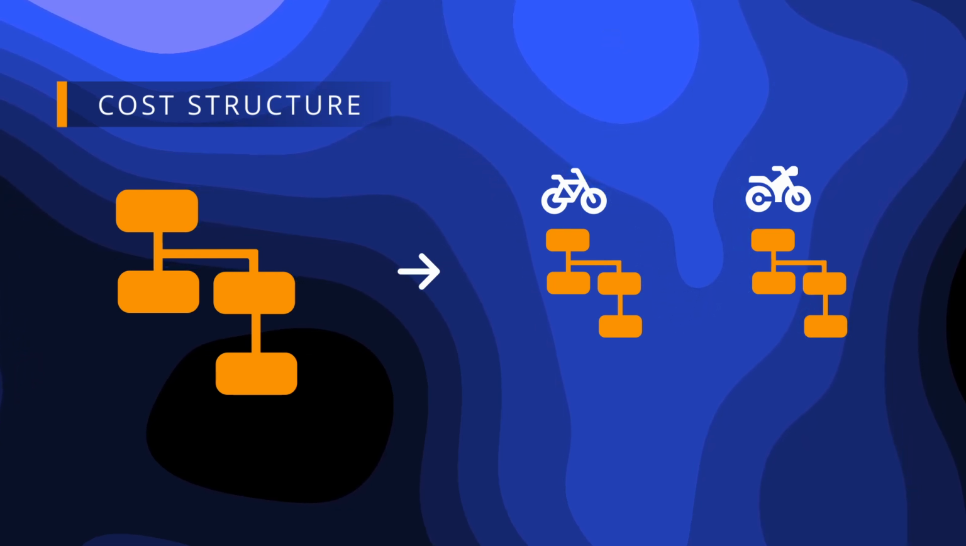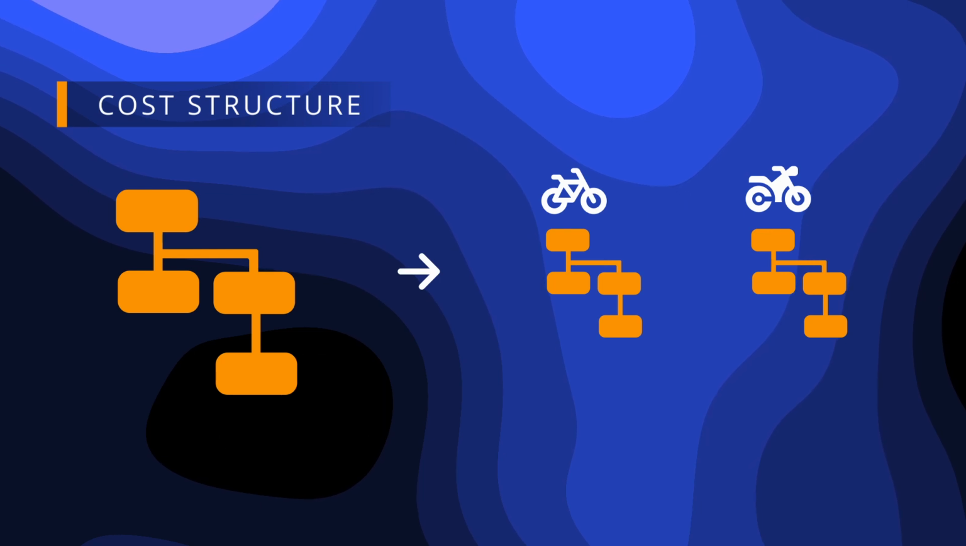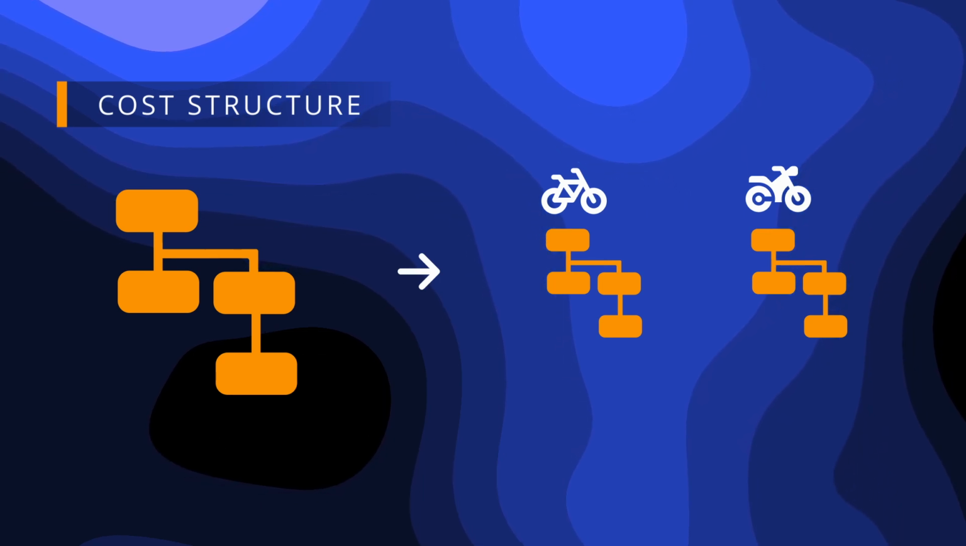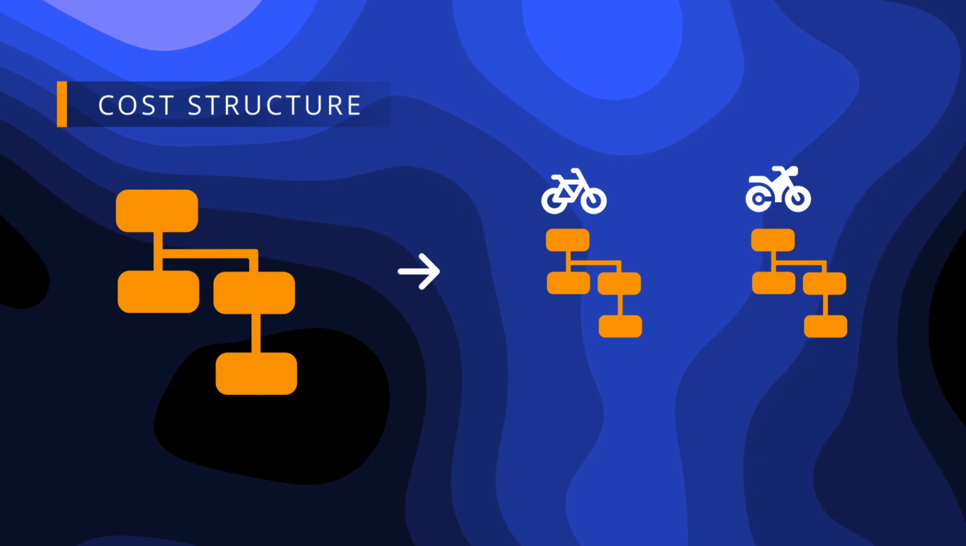You can design the cost structure to be as rigid or flexible as you wish to allow each product to be tailored to match its unique specification through a process called product configuration.